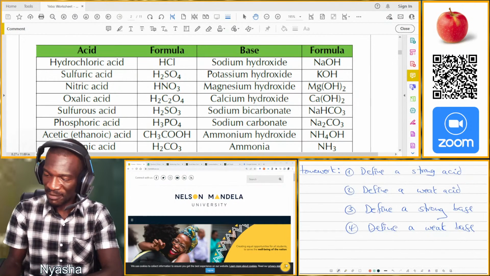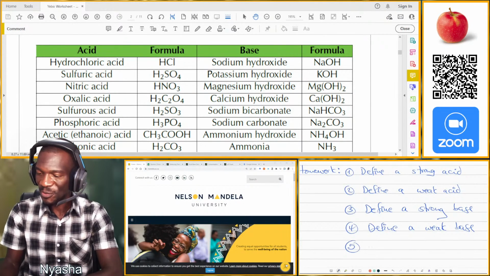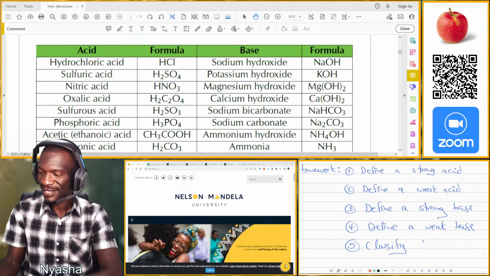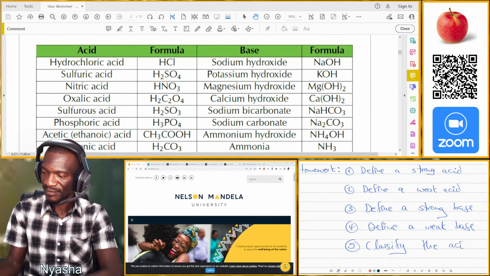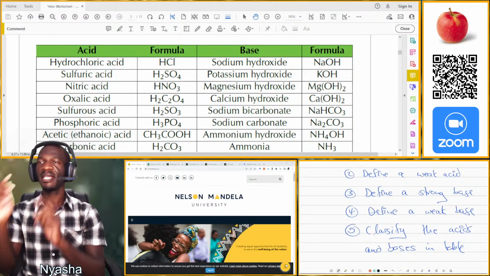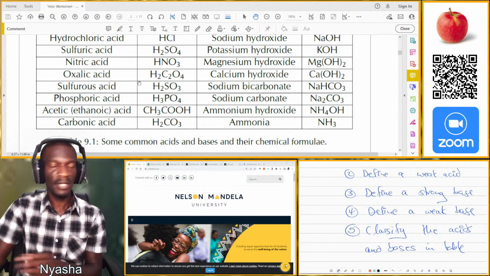Then item number 5, I want you to classify the acids and bases in table. Which table? Let me just see the table number, table 9.1.